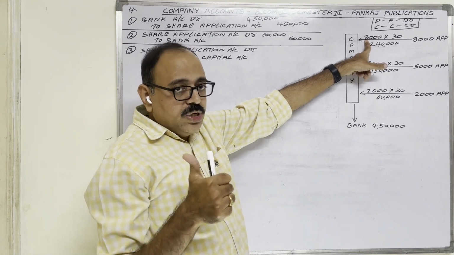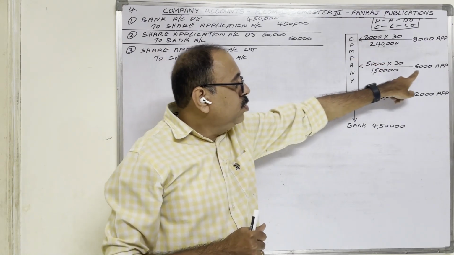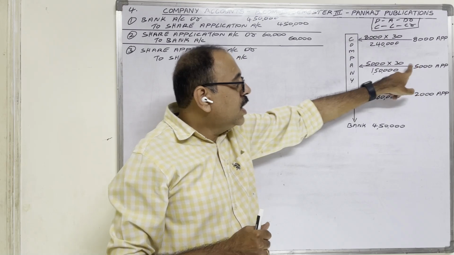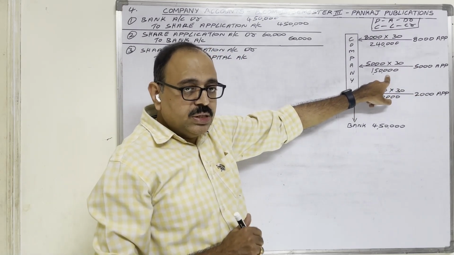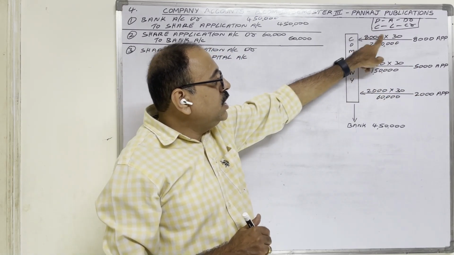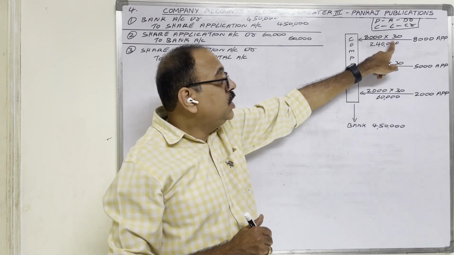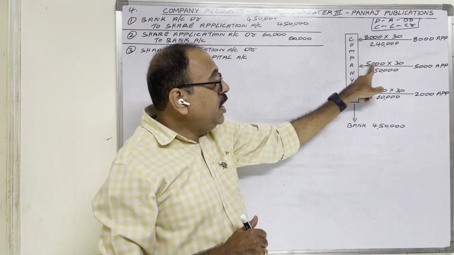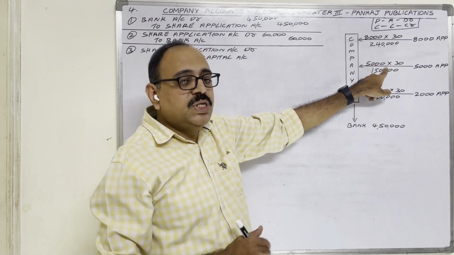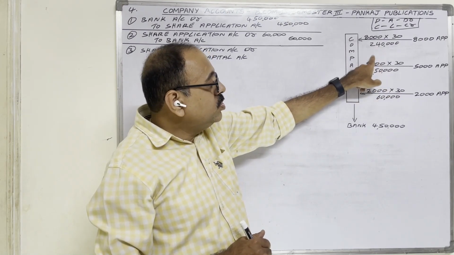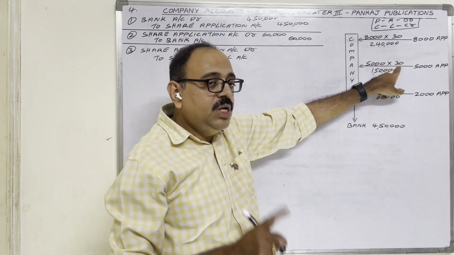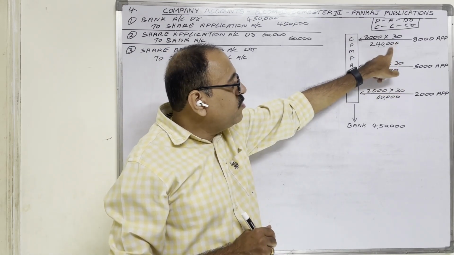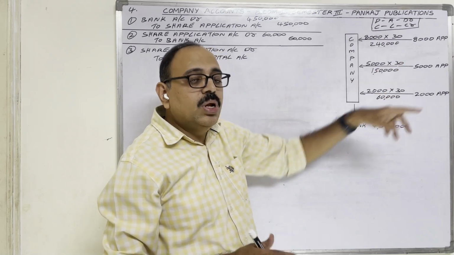Company allotted 8,000 shares to first category applicants, and to second category applicants, company allotted 2,000 shares. So 8,000 shares at the rate of 30 rupees each, 2,40,000. Here company allotted only 2,000 shares, so on 2,000 shares at the rate of 30 rupees each, 60,000. 2,40,000 plus 60,000, total 3 lakh.